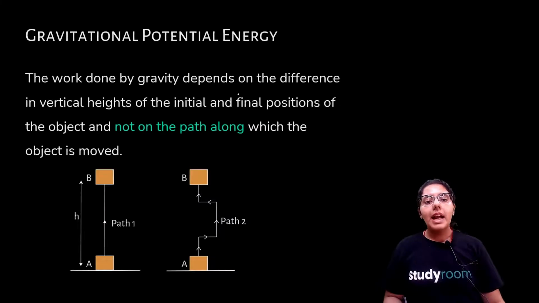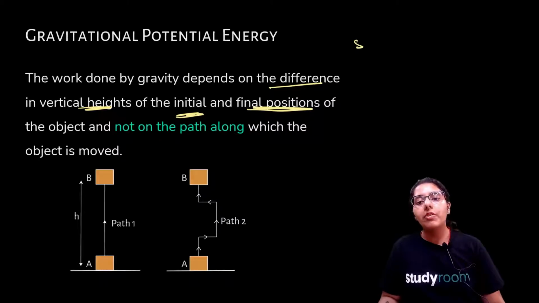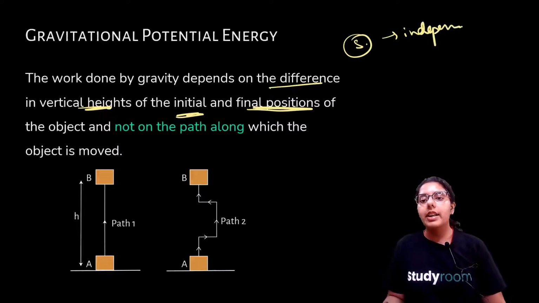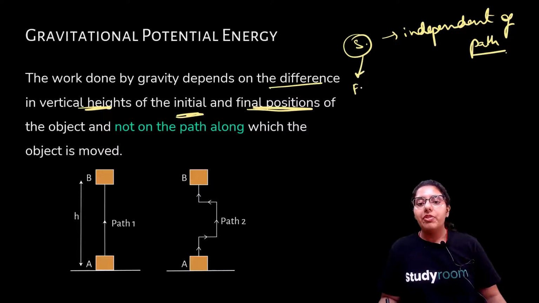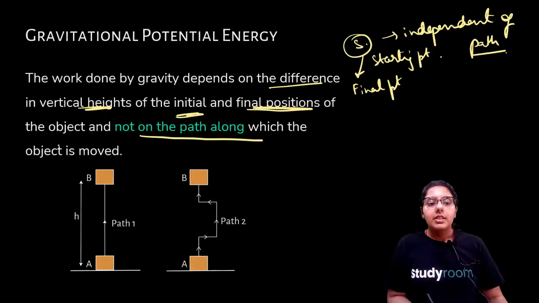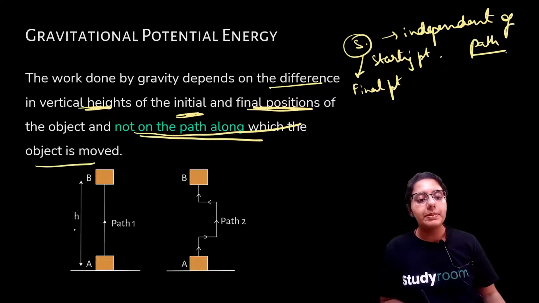The work done by gravity depends on the difference in vertical heights of the initial and final position. We know that displacement is independent of path, right? Again revising what we studied in the motion chapter, it only depends on your final point and your starting point, and not the path. It does not depend on the path along which the object is moved, correct?